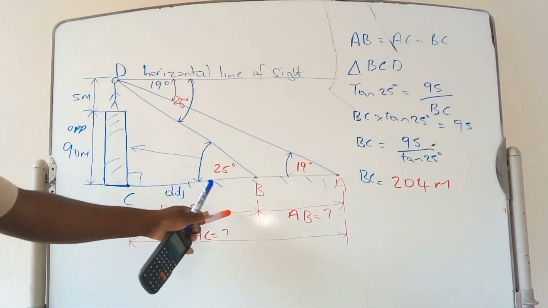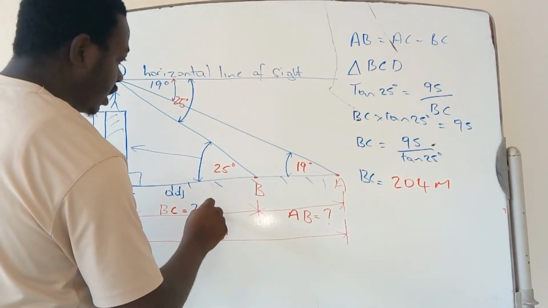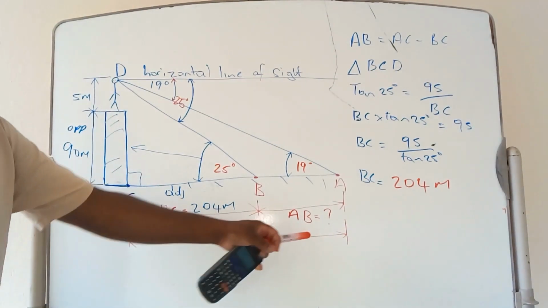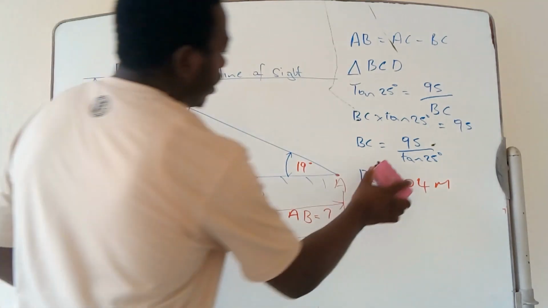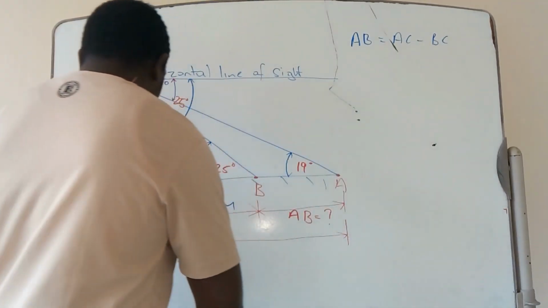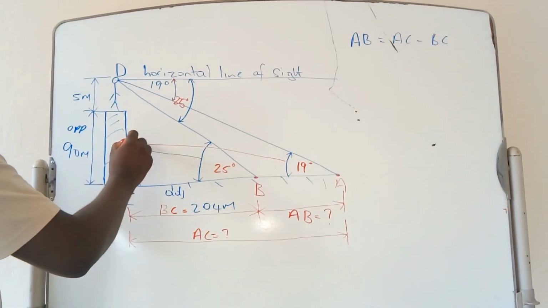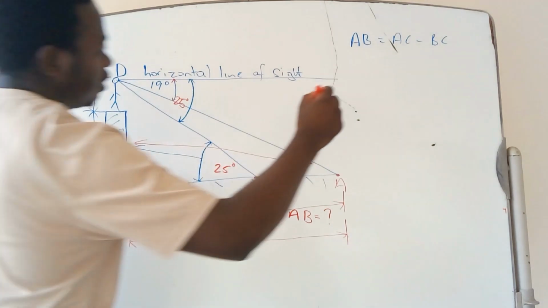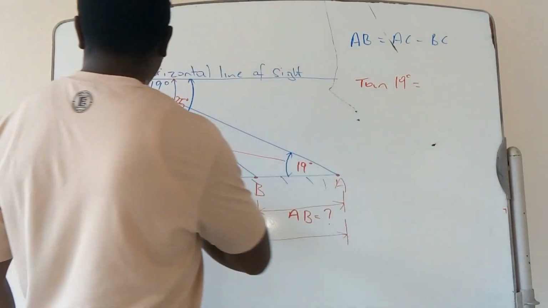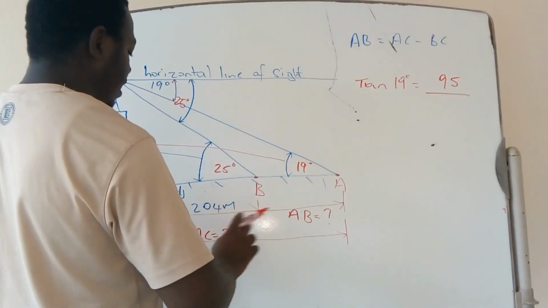So we know this distance here. So we know that BC, which is this distance, is 204 meters, right? So we need this large distance here, which is AC. So now I'm going to go ahead and find that. Same idea: we have an angle, and all of this side is opposite, and we know that length. Therefore, tan of 19 degrees is equal to the opposite length, which is 95 meters, over the adjacent side, which is AC.